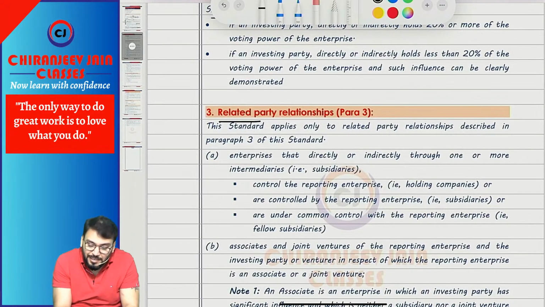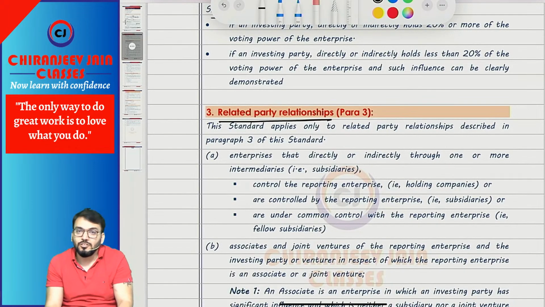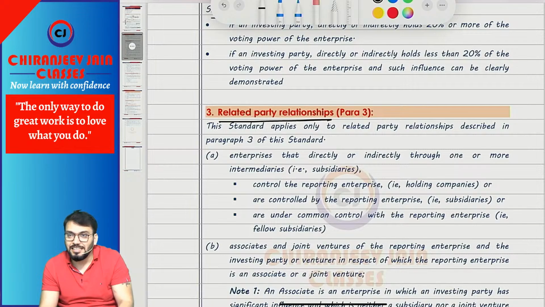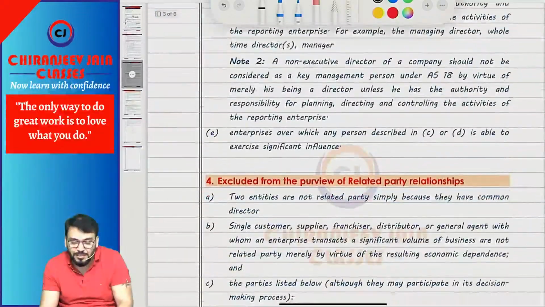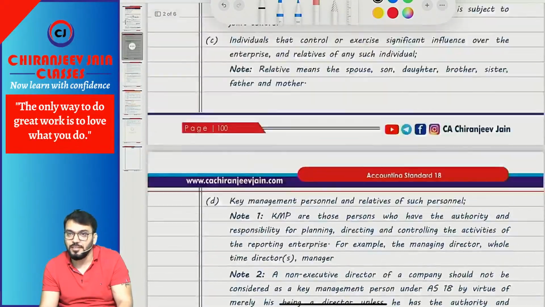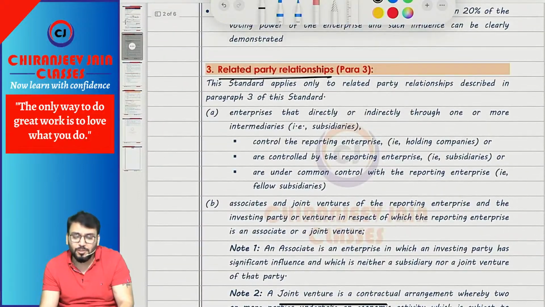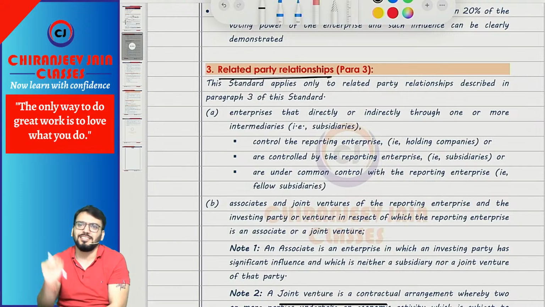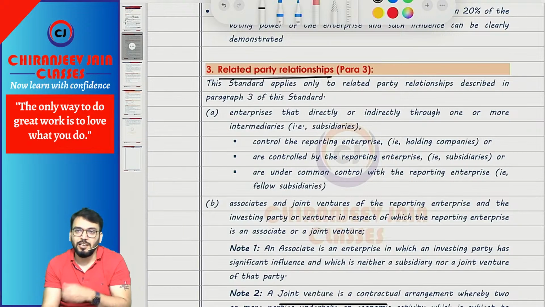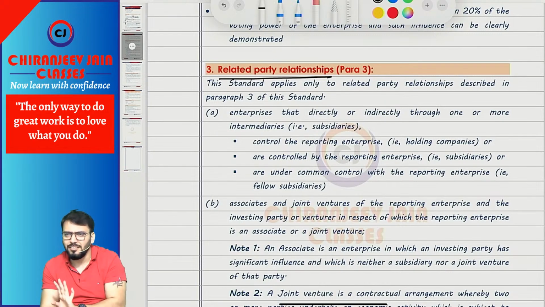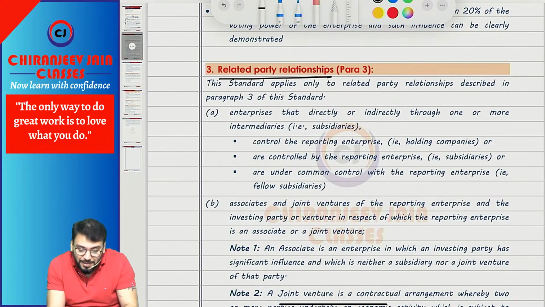Now coming to related party relationship, this is important. So this is para number 3. How many paras are there? 3 A B C D. So in exam, if you give the answer in para form, it will be a bit impressive. But don't give the wrong para. If you don't remember the para, write down only para 3. Don't write down para 3 A B C if you don't remember it. Para 3 you will remember. So any relationship is given in para 3.